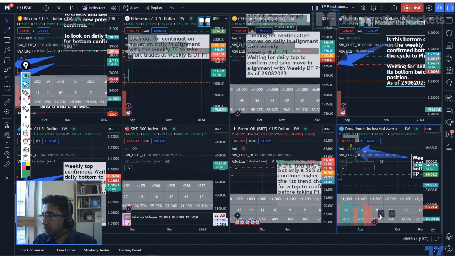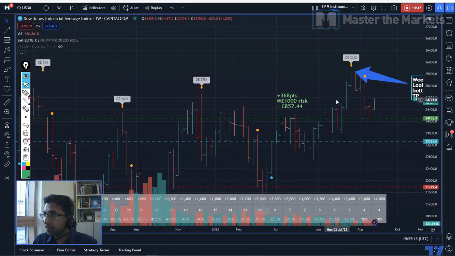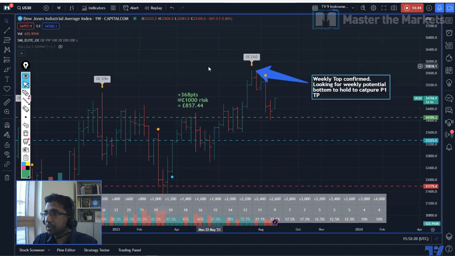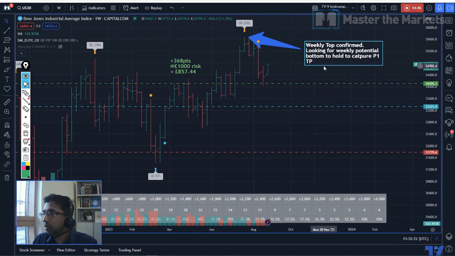Finally, Dow Jones, what I'm taking a look at, traders, is that this is a typical weekly top confirm, looking for weekly potential bottom to hold to capture P1 turning point. You see, as I mentioned before, typical one here. We did take a look at the probabilities as well in our previous live trading session. Uptrend phase 2. Will this bottom hold is what the question is.